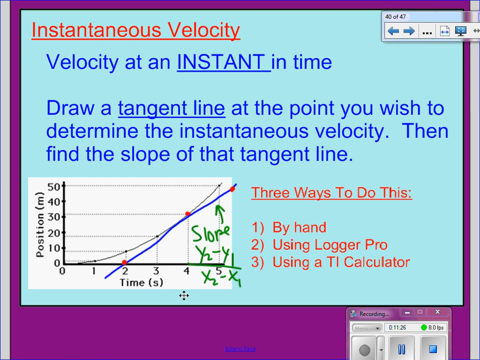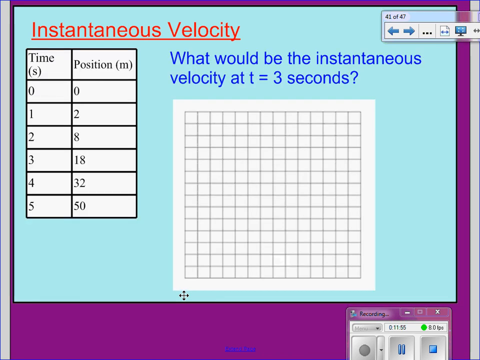Now there's 3 ways in order to do this tangent line. The first way is what I just showed you, and that's by hand, which is perfectly fine for this class. If you're doing a lab and using Logger Pro, there is a function or a tool in there that can do it using the computer. And finally, the third way is you can use a TI calculator if you're familiar with the stat plot and the vars button. But if you're not, I wouldn't go that route. The first method by hand is plenty fine for us. So let's do an example.